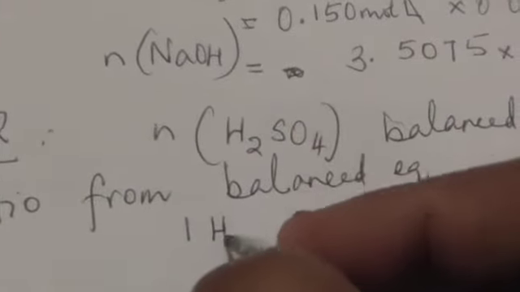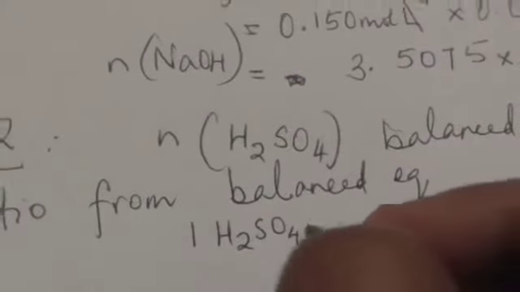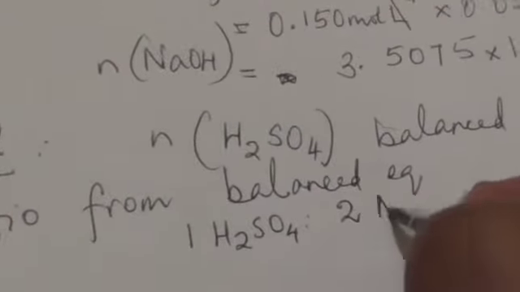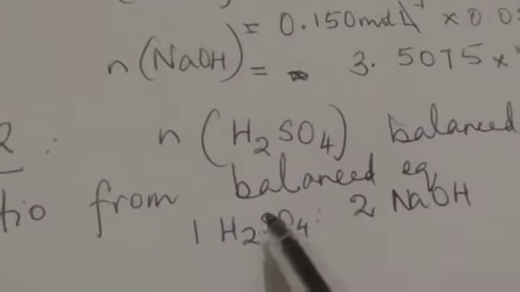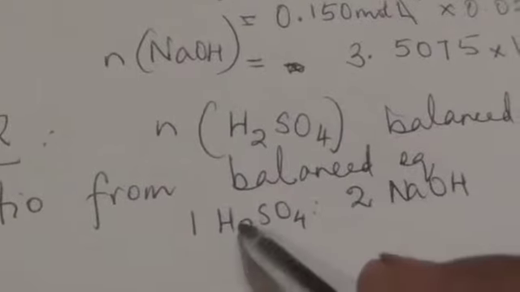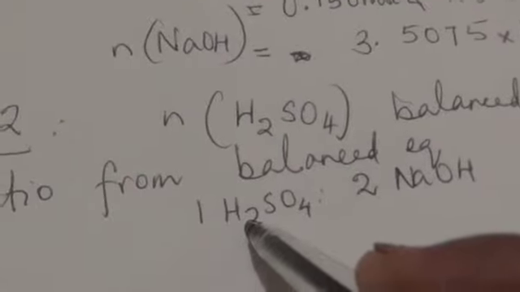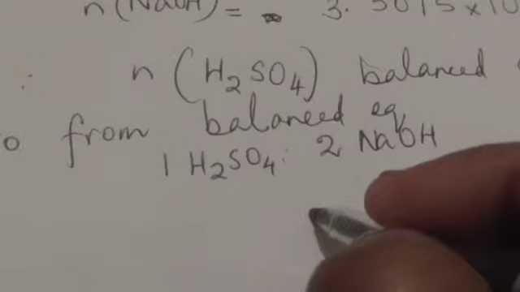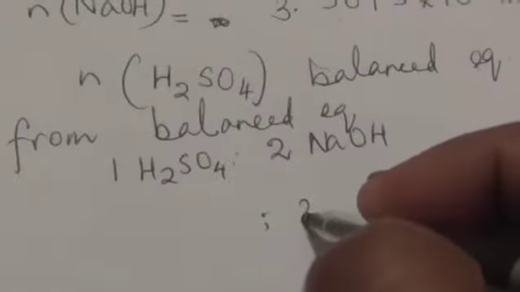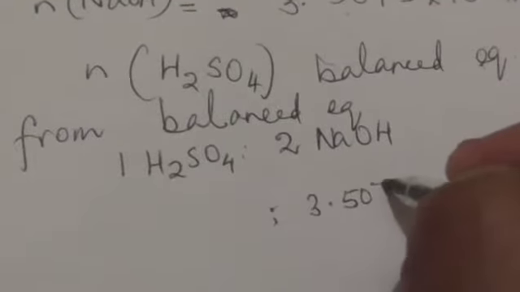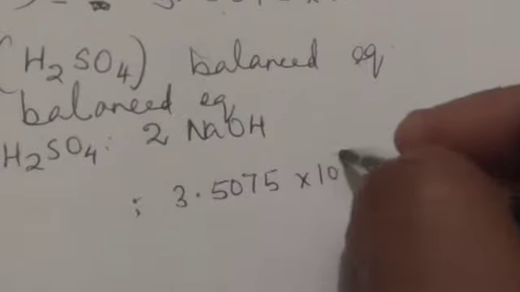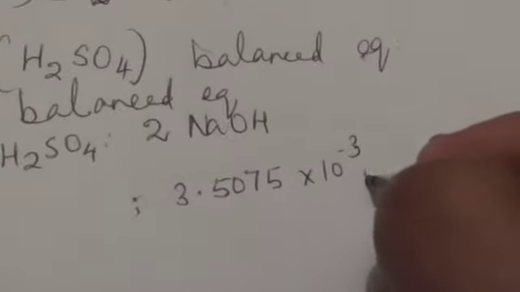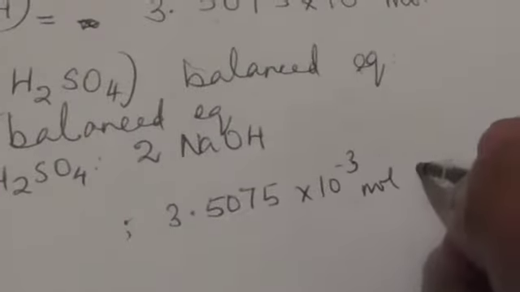If you have 1 of sulfuric acid, you have 2 of sodium hydroxide. So that means if you have 2, you have half the amount of sulfuric acid. In this case, I don't have 2 of sodium hydroxide. What I have is 3.5075 into 10 to the power of negative 3 mole of sodium hydroxide.